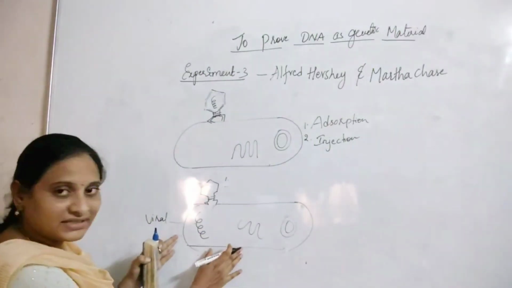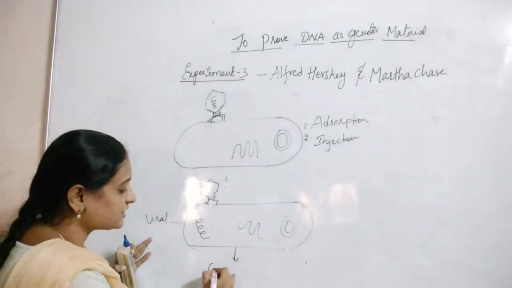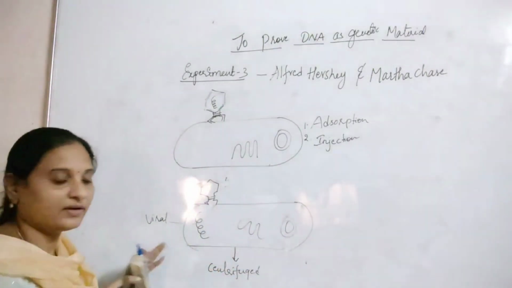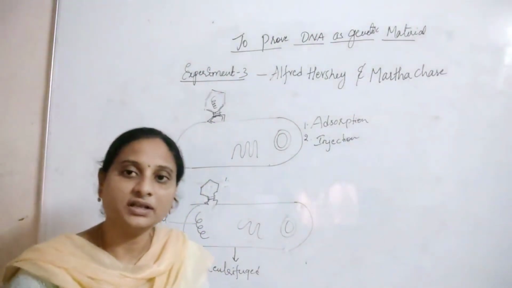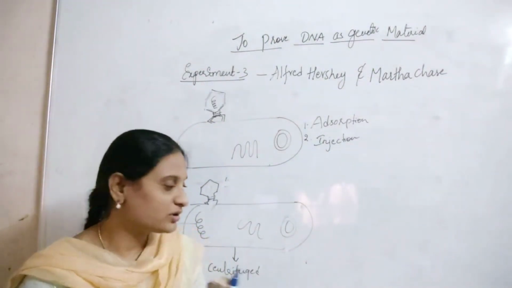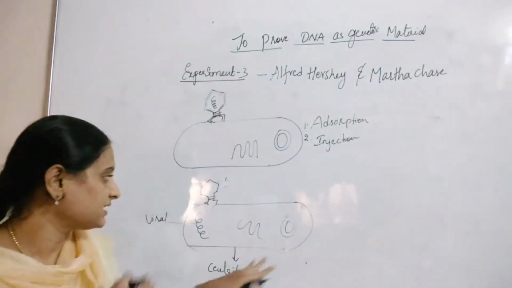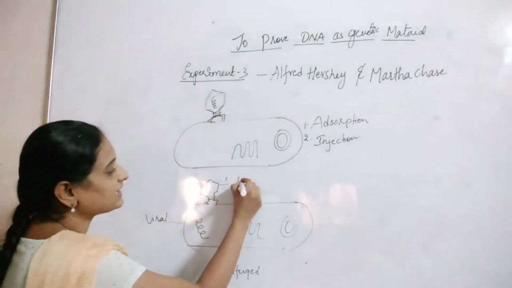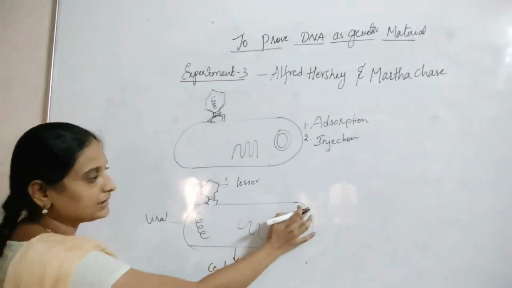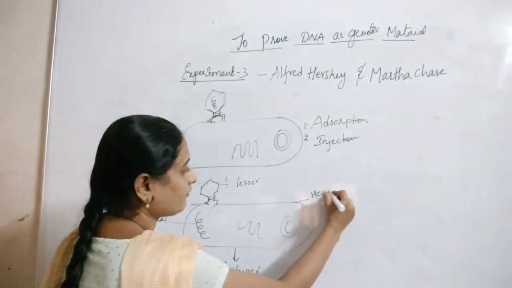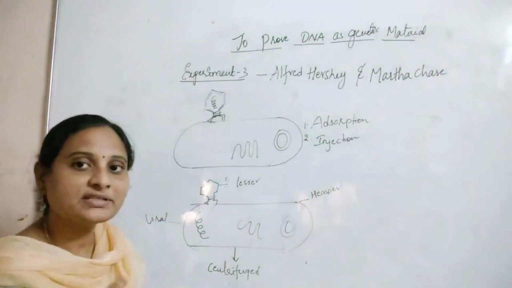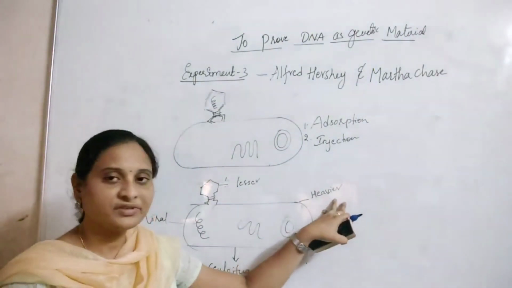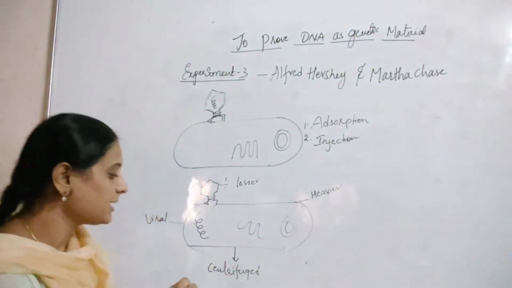So when this sample is centrifuged, it rotates at a high speed. During this high speed, the protein part is lesser in weight, whereas the bacterium is heavier. Always the heavier object settles at the bottom. Here also the heavier organism is the bacterium.